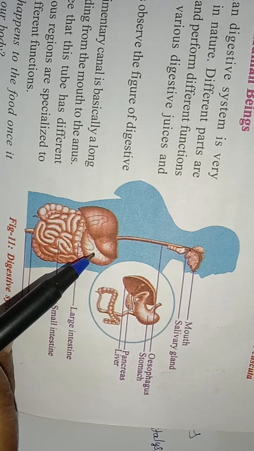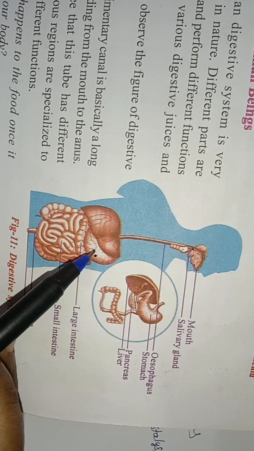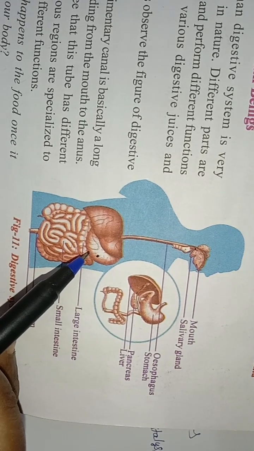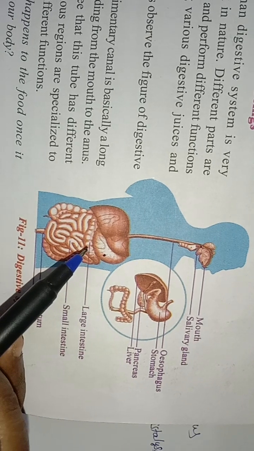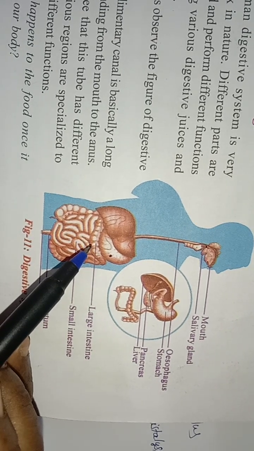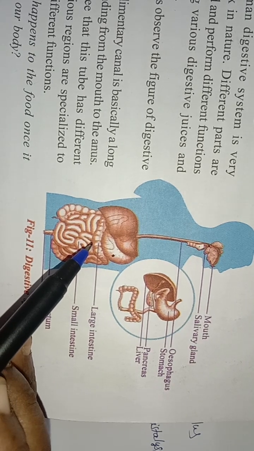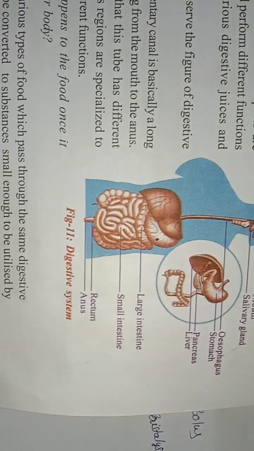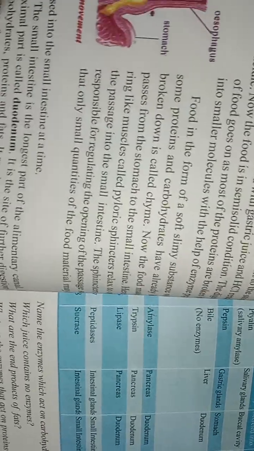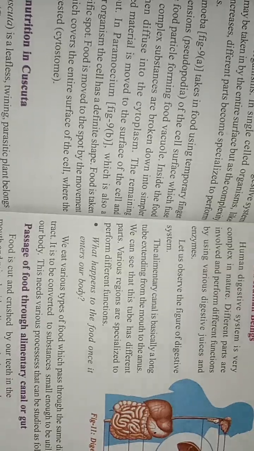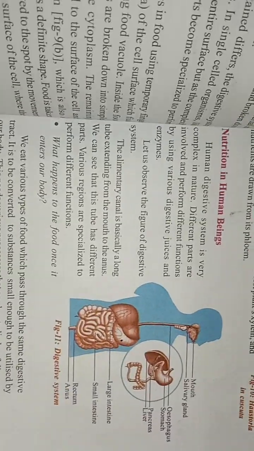What will happen in the stomach? In the stomach, the food mixes with gastric juices and HCl, both HCl and gastric juices. Next, after mixing, what will happen? Then the food travels on.